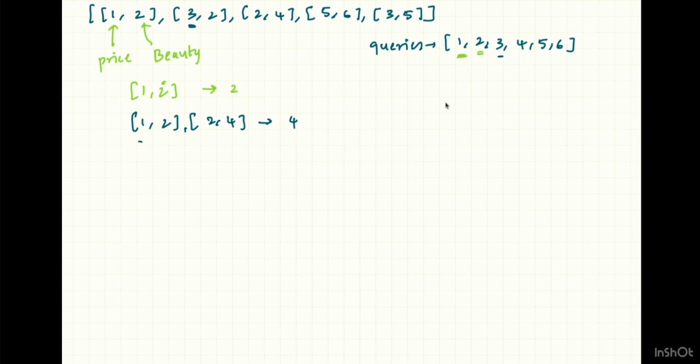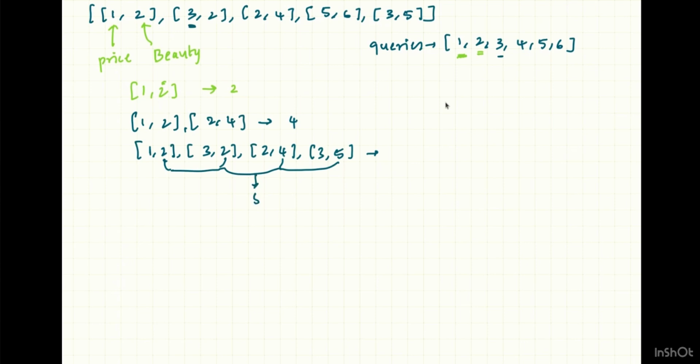If you take 3, what all items have price less than or equal to 3? 1, 2, then 3, 2, then 2, 4, and 3, 5, right? So what is the maximum beauty among all these things? Among 2, 3, 4 and 5, what is the maximum? The maximum is 5, so the answer would be 5 in this case.